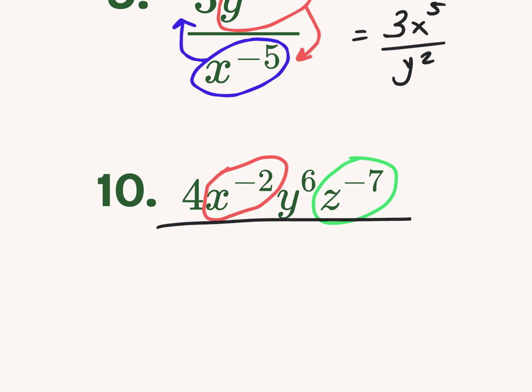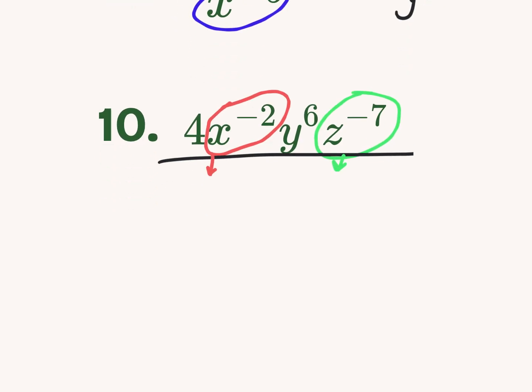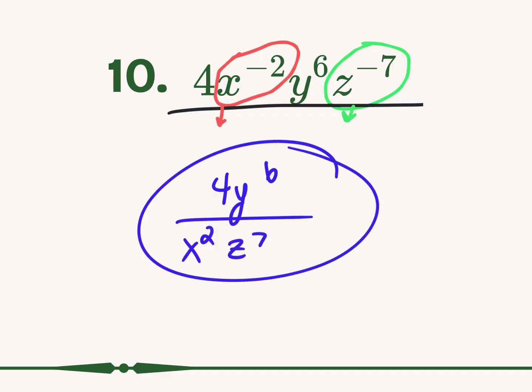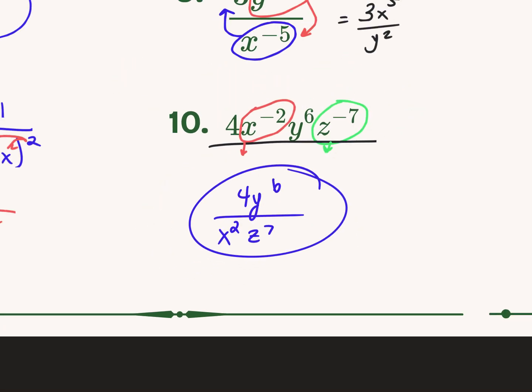So where does the x to the negative 2 need to go? Down. Where does z to the 7th need to go? Down. So rewrite this. What does my new simplified problem look like with no negative exponents? 4y to the 6th over x squared z to the 7th. Perfect. Good job, guys. Very, very good. And that's it.